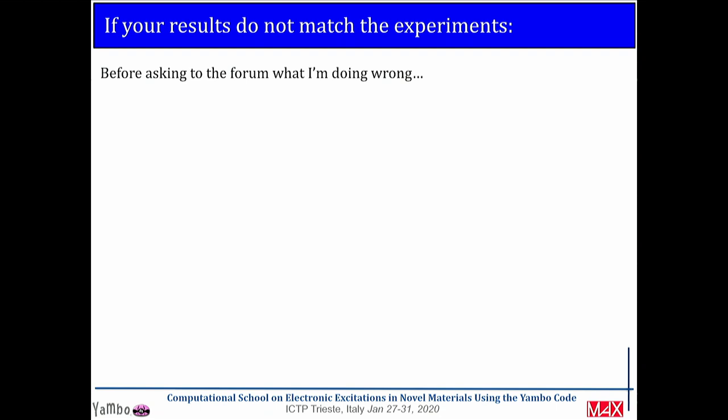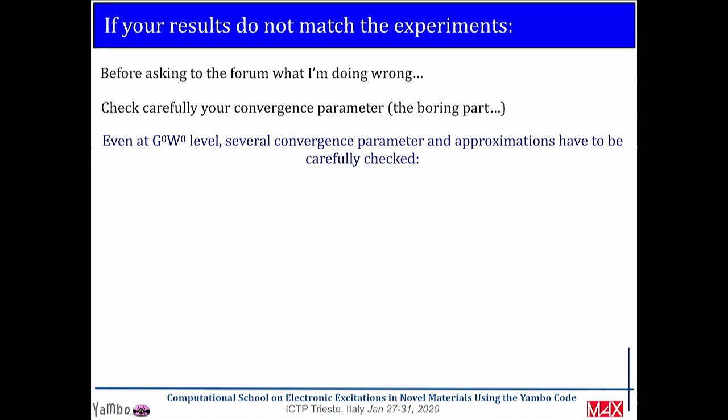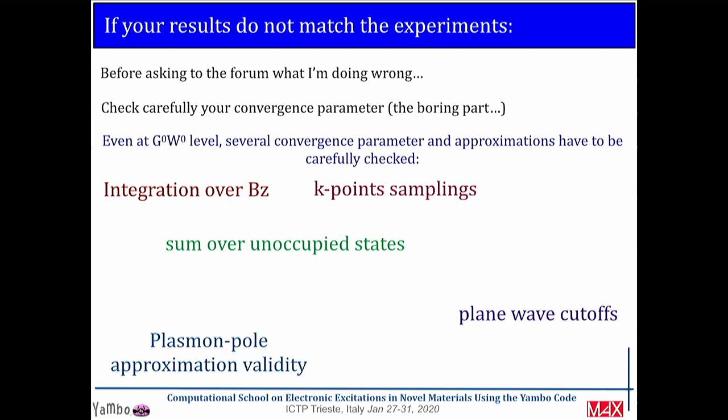So if your results don't match the experiments, take-home message: before asking the forum what I'm doing wrong, check carefully your convergence parameters. I call this the boring part, but we have a lecture just now addressing also how to make the machine work for you for this part of the calculation. It's just repeating your calculation, increasing parameters. Even for G0W0, again, several convergence parameters and approximations have to be checked. Here, just some of the ingredients we discussed now that should be checked, as you will see.